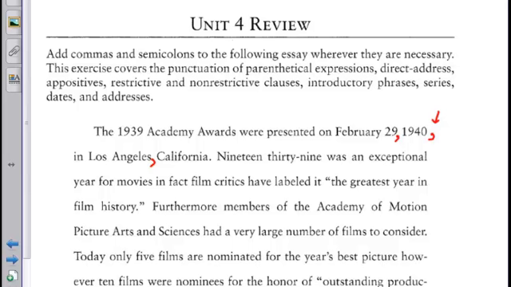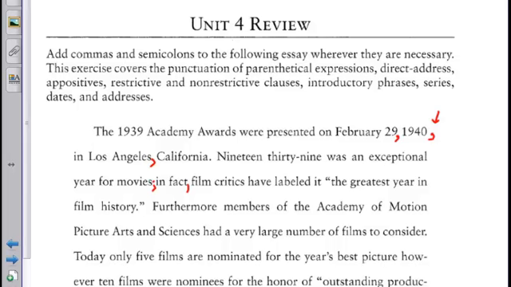The next sentence, 1939 was an exceptional year for movies. In fact, film critics have labeled it the greatest year in film history. In fact is always going to be set off, but we want to check whether it's connecting two sentences or it's just interrupting one. Here we have a complete sentence up to movies and then a complete sentence after. So I'm going to want to put in a semicolon and then a comma after in fact.